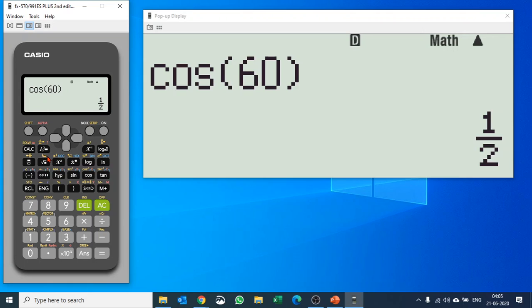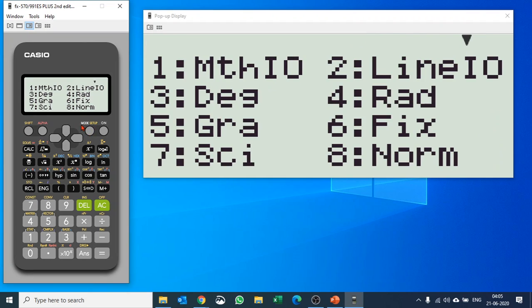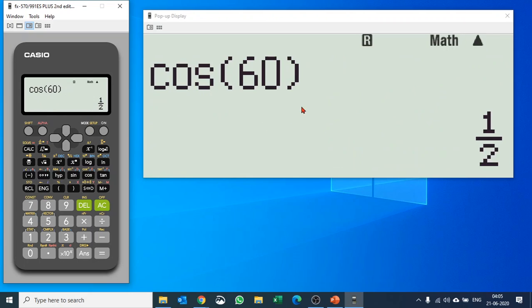If you would like to find out in radian or gradient, you can push shift and setup to go to angle change. You can change the angle, so you can make it radian by pushing 4, and you can see the top display of the calculator changes to R.